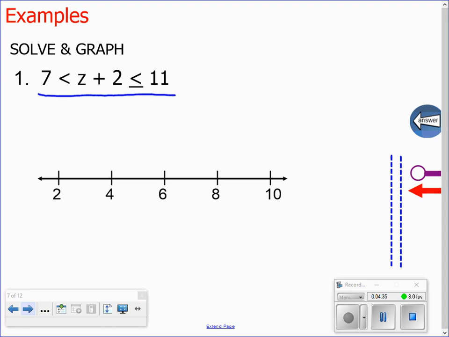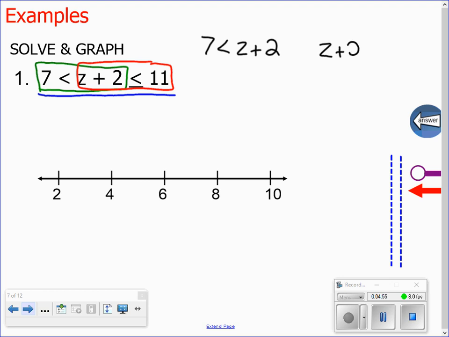So what I would do is I would break it apart. I would consider this part of our inequality separate, and I would consider this part of our inequality separate when we want to solve them, because we need to find the solution. So we're going to write 7 is less than z plus 2, and we're going to write z plus 2 is less than or equal to 11. And we're going to solve each of these inequalities separately, and then we're going to consider their solutions on the number line together.